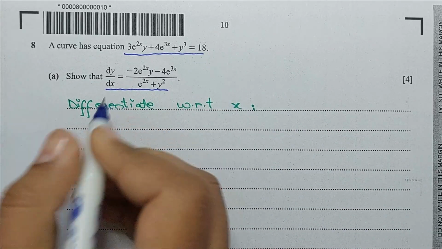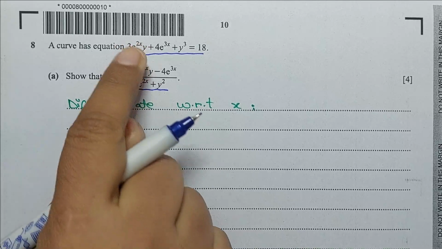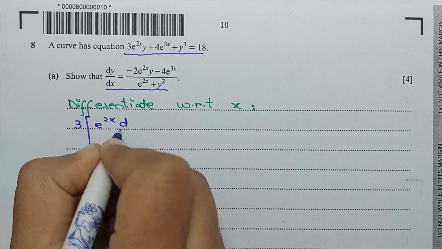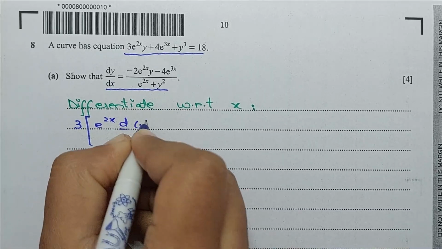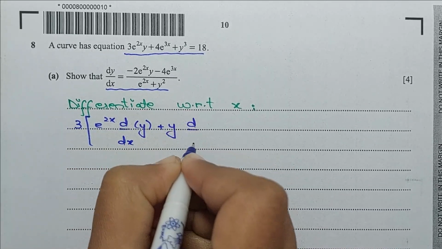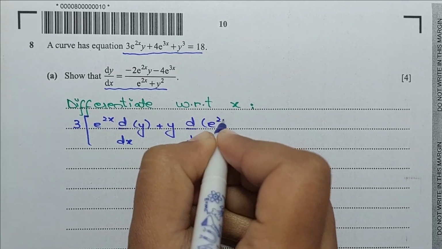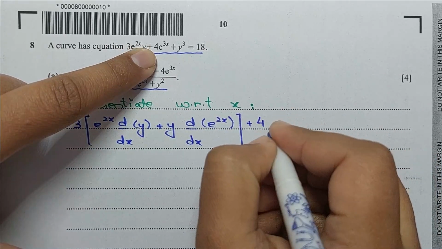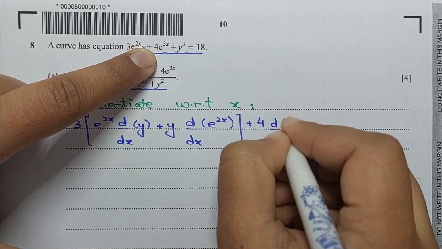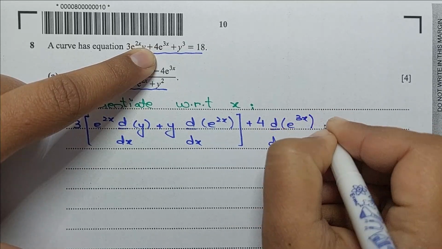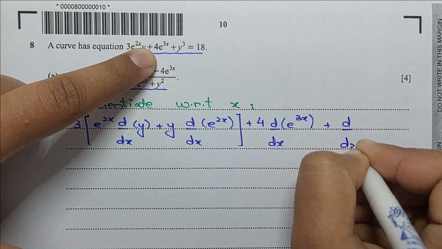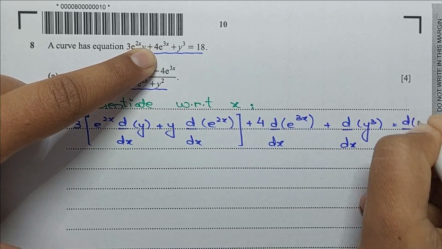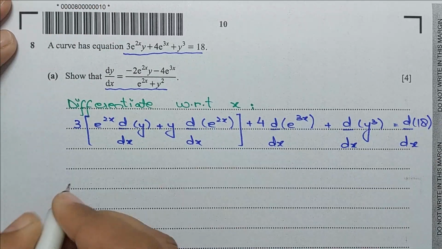So when we differentiate with respect to x, we have 3 as a constant term, applying the product rule over here, right? The first function is as it is, d by dx of the second function, plus the second function as it is, d by dx of the first function, which is e to the power 2x. Plus 4 is as it is, take the derivative of d by dx of e to the power 3x, plus d by dx of y cube, and the derivative of 18 is just 0, it is a constant, and the derivative of constants is 0.